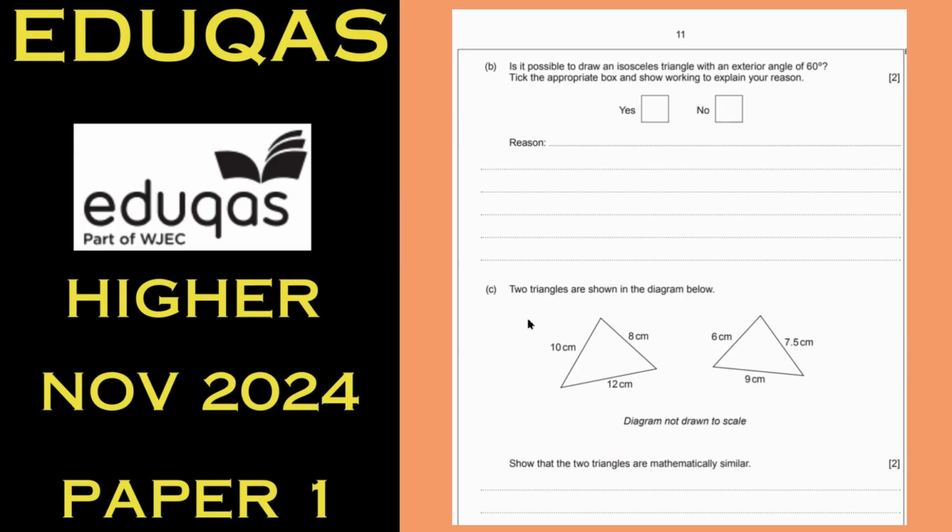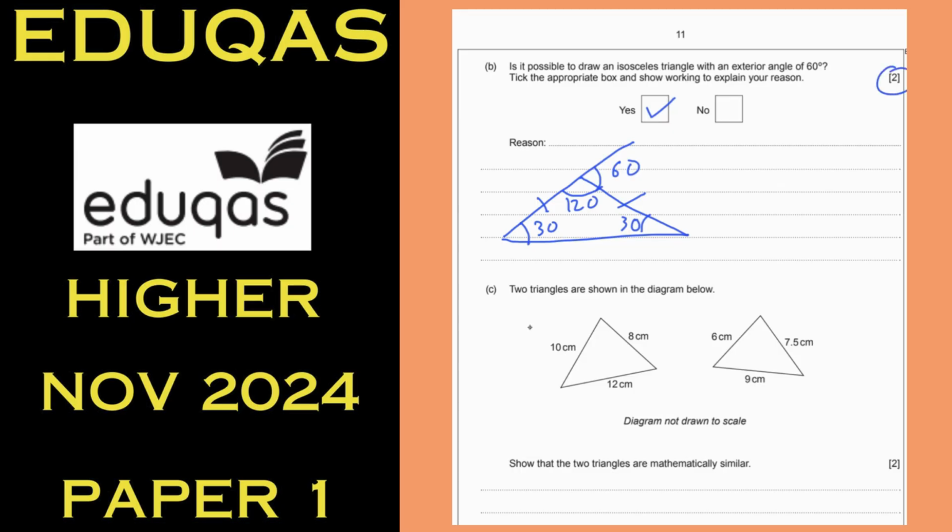Is it possible to draw an isosceles triangle with an exterior angle of 60 degrees? Well, let's draw it. Doesn't have to be the world's greatest, but that will show you that if you have an exterior angle of 60, the interior angle would be 120. And is that possible? Well, yeah, as long as the base angles are 30 each. So it is absolutely possible. So ticking yes with some good explanation scores you 1 mark.